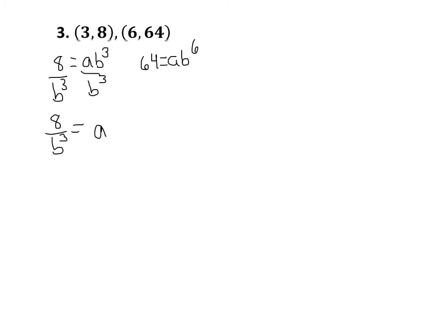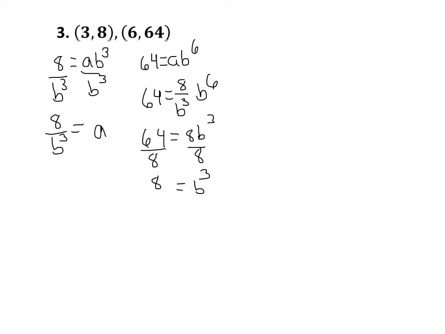Then what we do here, take this value, substitute it in for the a over here. Okay, so then you get 64 equals 8b to the third. Divide by 8. Cube root. So you get b equals 2.